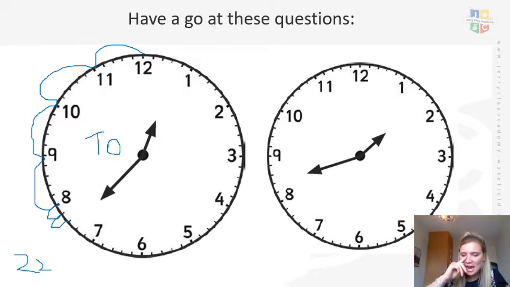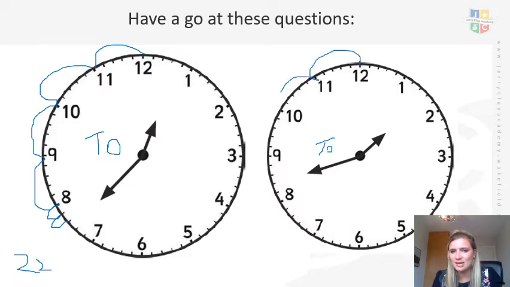Okay, right, if we have a look at the next one then. So again, we look at the minute hand. The minute hand is on the to side, so you can even write past and to on to help you, like I'm doing. I can see that I need to start at the 12 and I need to count backwards. I can start in 5s, 10, 15, 16, 17, 18, I think it is. Yes, it is, it's 18.